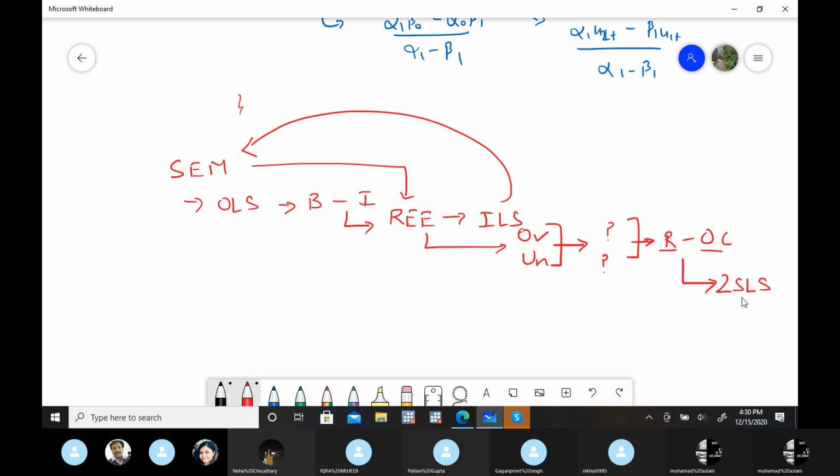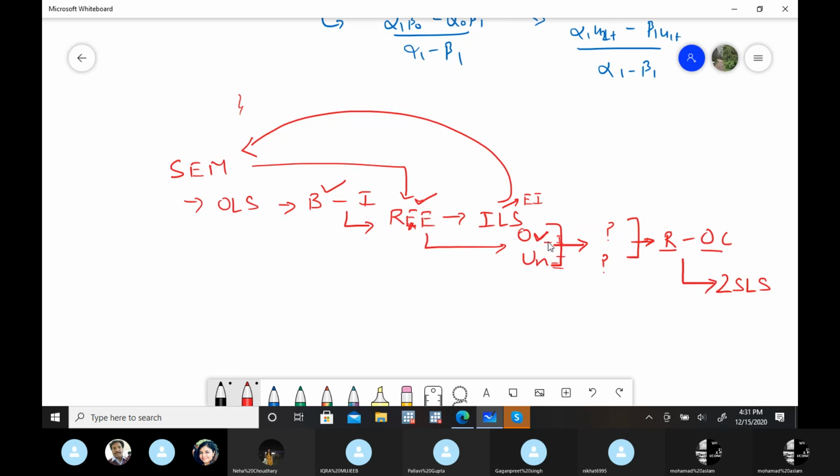So this is exactly what we are doing today. I think it's clear why results are biased and inconsistent. What are the reduced form equations? That is how we get these estimates with the ILS method, but that's only if they are exactly identified. There may be a problem of over-identification or under-identification. If that's the problem, then we need some solution that we will do tomorrow, the day after tomorrow.